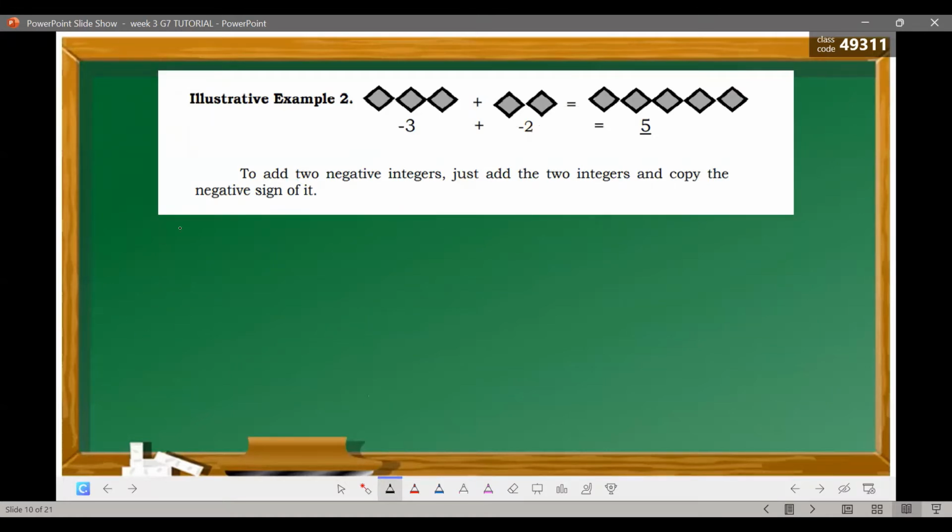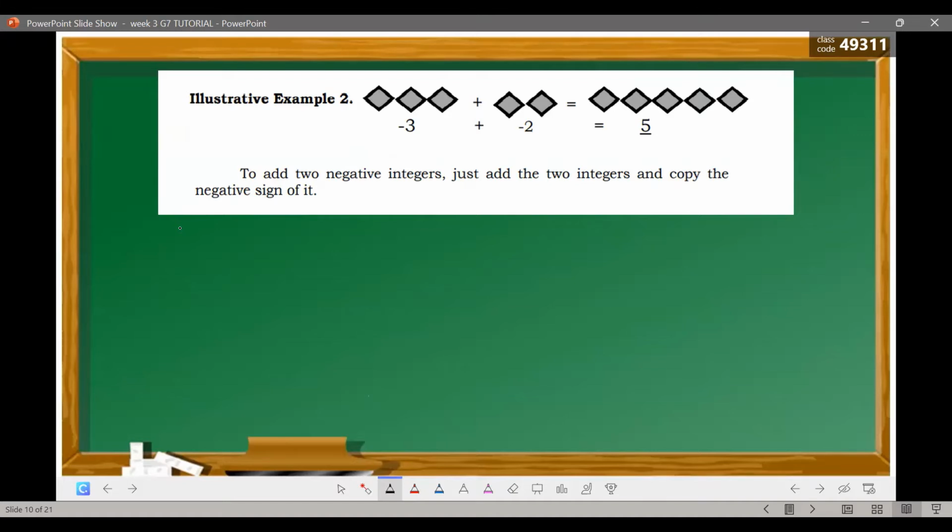To add two integers or to add two negative integers, just add the two integers and copy the negative sign of it. Okay, so we're going to add -3 and -2. Okay, add 3 and 2. So that is 5. Then copy the negative sign.